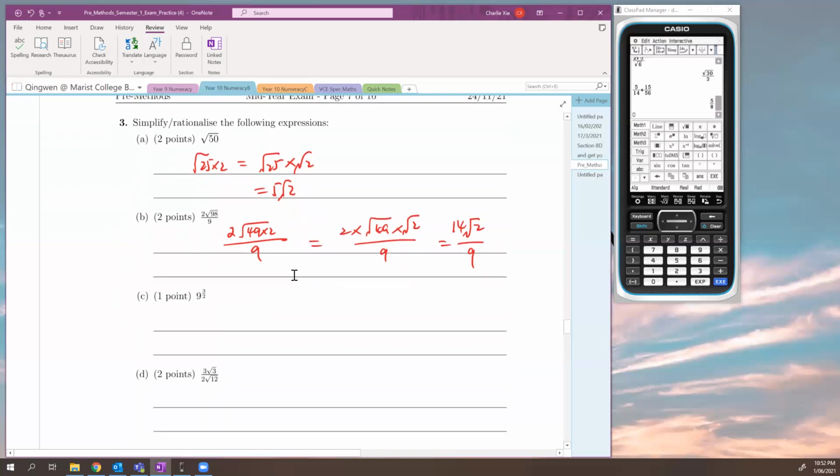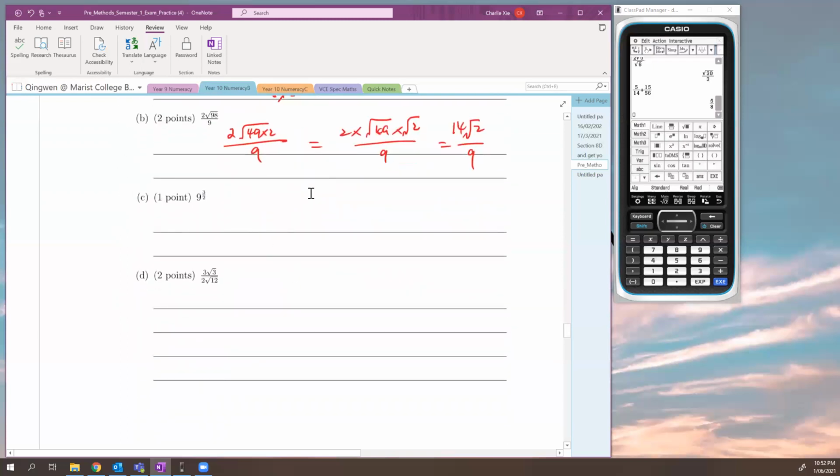Okay. Next one. It's 1 mark. You can just work it out in your calculator if you want. Let me show you, 9 to the power of. That's a fraction. Don't forget to put a bracket in it. Fraction and 3 over 2. Here. That's 27. So you can just write it down. 27. Okay. Alternatively, do it by hand.